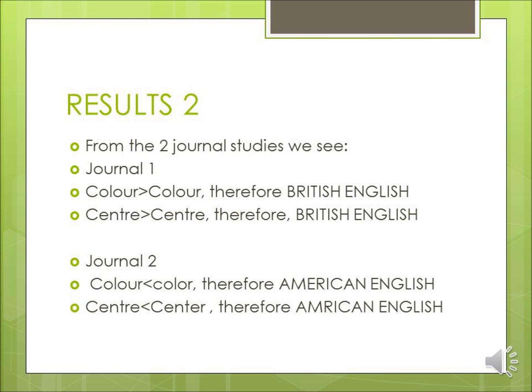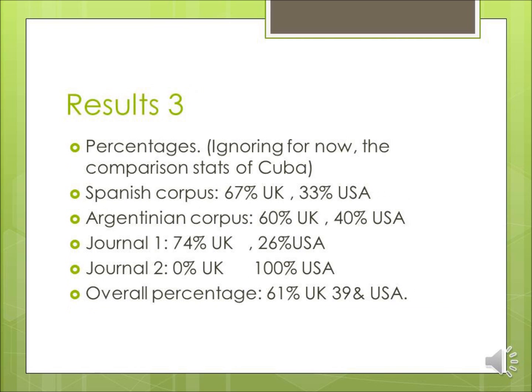From the journal studies, we can see trends as well. From the first journal, we see a clear lean towards British English spelling, with the U included in colour much more frequently and the RE ending on the spelling of centre. From the second journal, we see completely the opposite, and both American spellings are used much more frequently than the British English spellings.